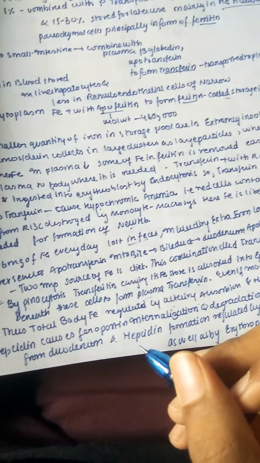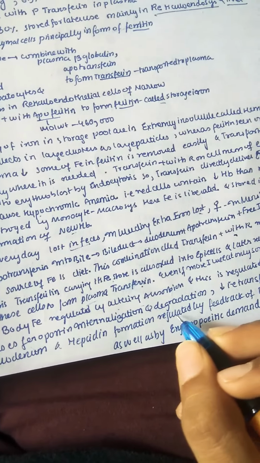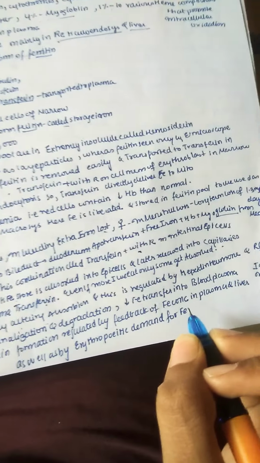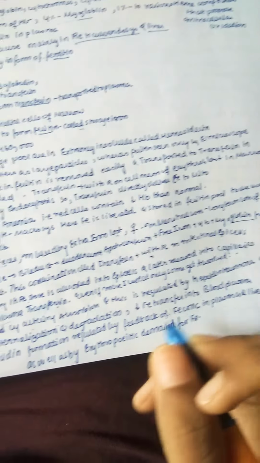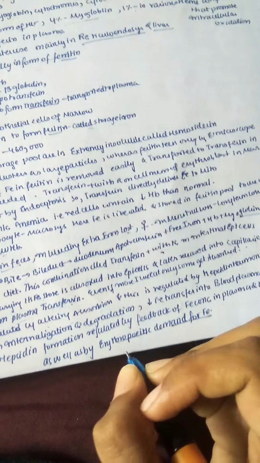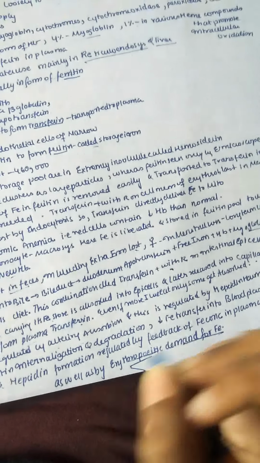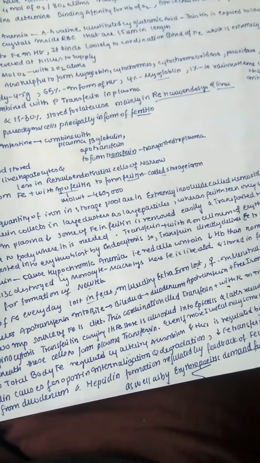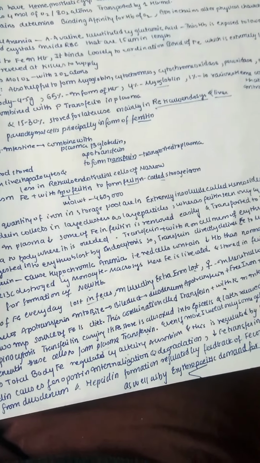So from the duodenum, hepcidin formation is regulated mainly by feedback of ferrum concentration in plasma and liver, as well as by erythropoietin demand for ferrum. Erythropoietin is produced in the kidney, and it reflects the demand for ferrum. So all these factors mainly regulate our iron metabolism. So that's it. This is all about our hemoglobin, a very small chapter. Now let us check out this diagram to understand it clearly.